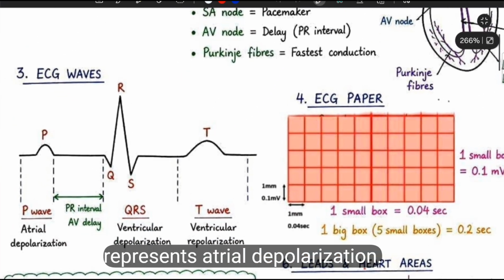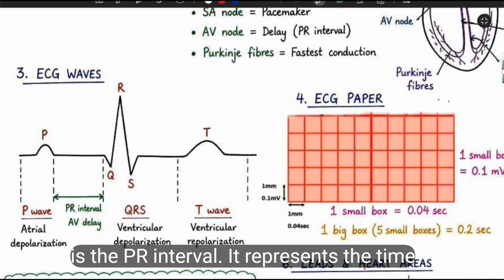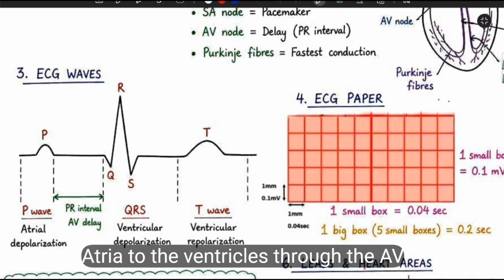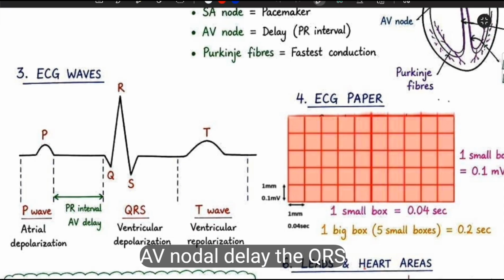The P wave represents atrial depolarization. Whenever you see a P wave, think of electrical activation of the atria. Next is the PR interval. It represents the time taken for the electrical impulse to travel from the atria to the ventricles through the AV node. Most of this interval reflects the AV nodal delay.